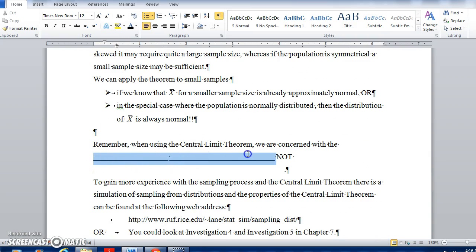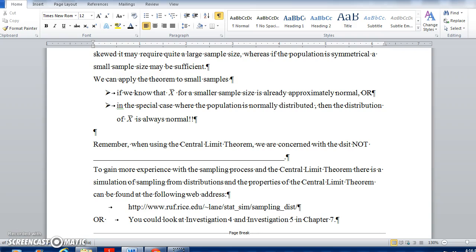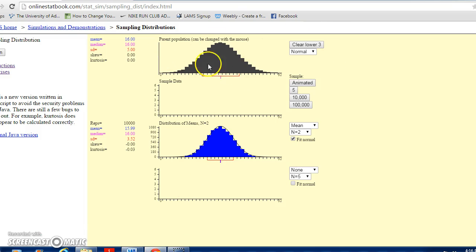So the key thing to remember is that when we're using the central limit theorem, we're concerned with the distribution of the sample means, not the distribution of individual data. So what does that basically mean? Well, that basically means that when we're using the central limit theorem, we're not looking at this histogram, we're looking at this histogram.